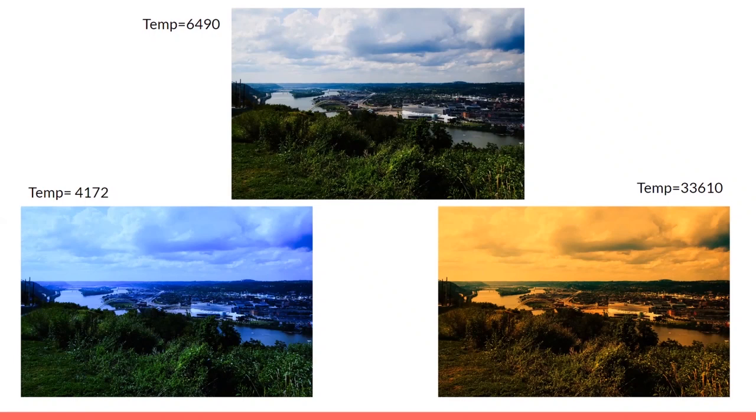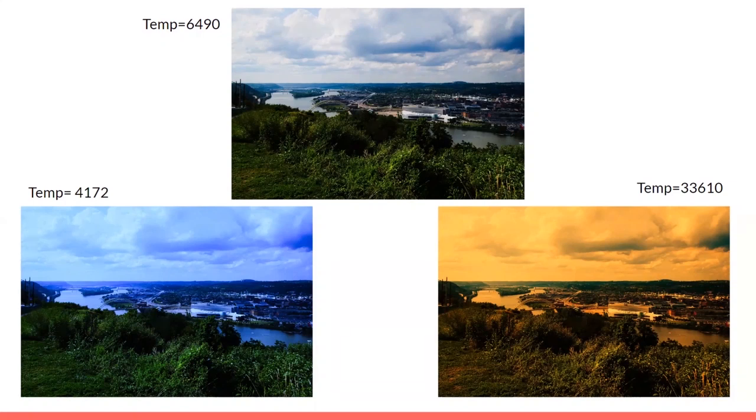Yeah, so white balance can really change the way your photo looks. Here is the same photo, and I did three different white balances. The one in the center, with the temperature of 6490, whatever, is the auto white balance that the camera set. And for the two on the sides, I went into editing software and changed the white balance myself to show how much it can really affect it.